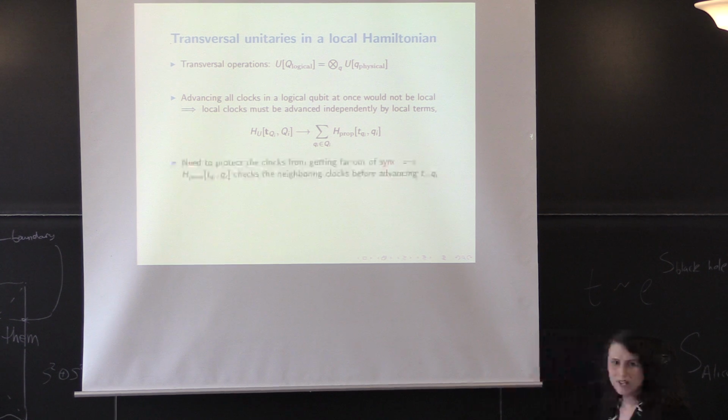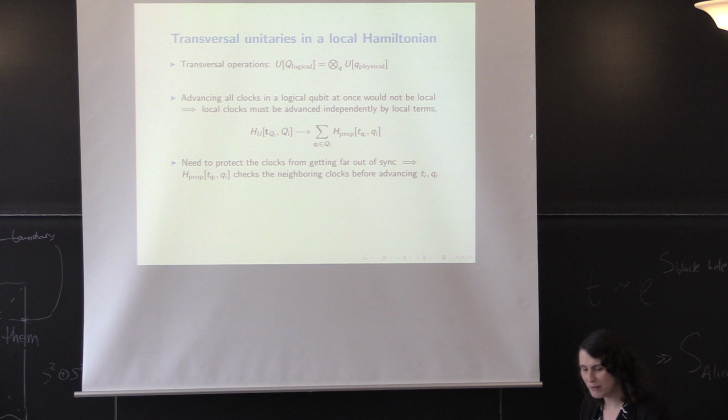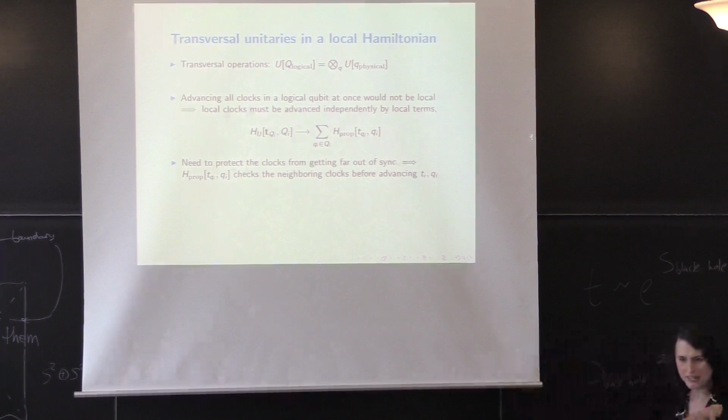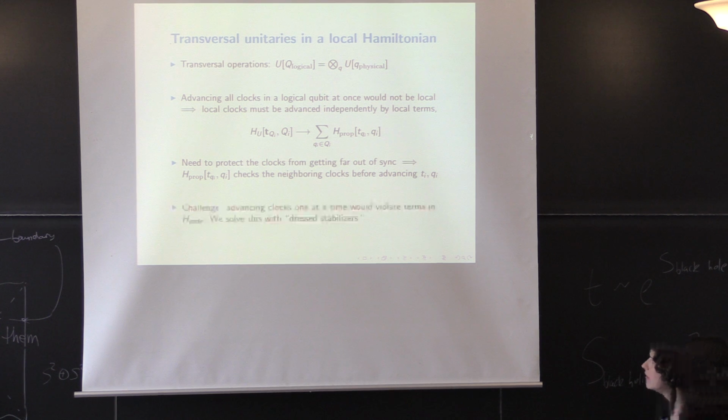And we also want to protect these clocks from getting too far out of sync from one another. So this propagation term checks your neighboring clocks before moving on to advance it. You could think of this as a membrane in some higher dimension, and this thing I'm talking about here enforces the continuity of this membrane as it dynamically evolves. So now, this was an interesting challenge. If you advance the clocks one at a time, this would violate terms in the code Hamiltonian. And so to solve this, we have to describe a form of dressed stabilizers.